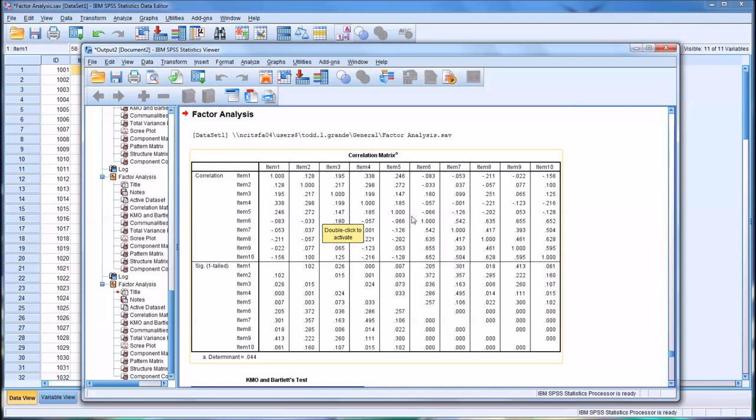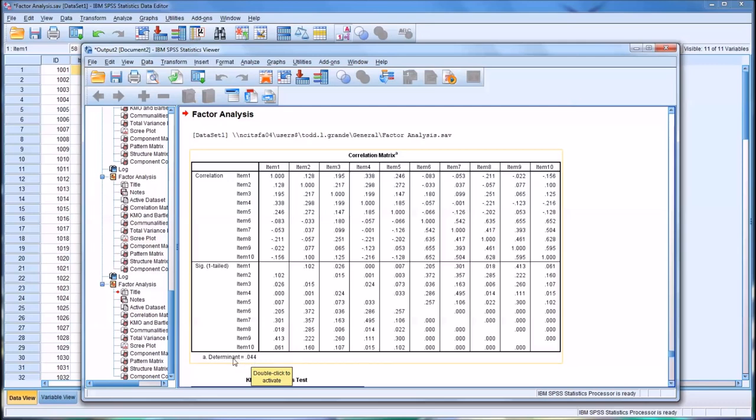So what we're really looking for here is a few things. We want to make sure that the items are correlated, it gives us an idea what's going on, but we're really looking at the determinant, right? And the determinant value here is 0.044. This is one of the variables we're looking at. It has to be greater than 0.00001, so we're fairly safe here with a determinant of 0.044.